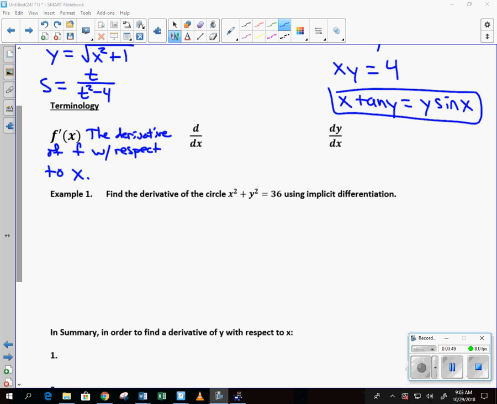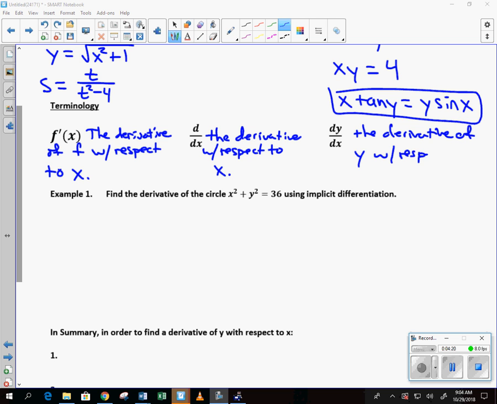What does this mean? This means simply the derivative with respect to x. It doesn't state the derivative of y or the derivative of z or the derivative of f, simply the derivative with respect to x. This states the derivative of y with respect to x.